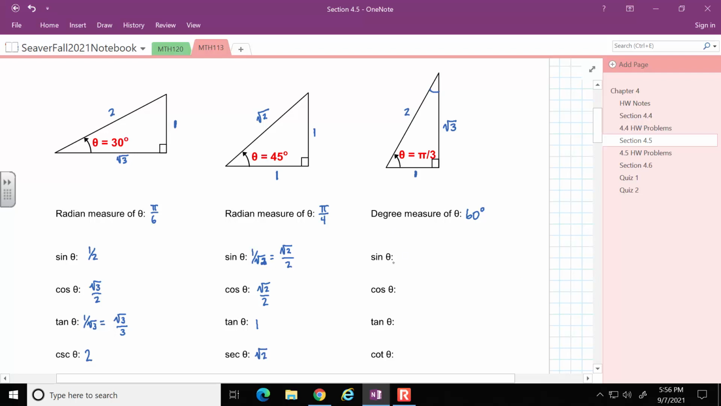This one you have sine of theta, sine of pi over 3. You go to opposite side, square root of 3 divided by 2. Cosine is 1 over 2. And tangent is square root of 3 over 1, so just square root of 3. Cotangent would be 1 over square root of 3 then. Multiply both top and bottom by square root of 3, you get square root of 3 over 3. So is there any question on setting those up and at least being able to find those values?